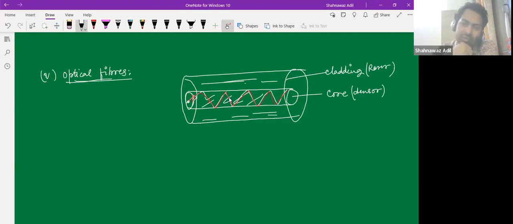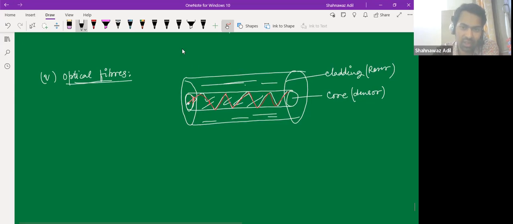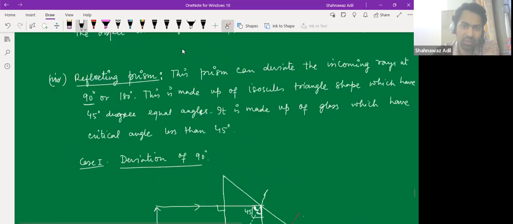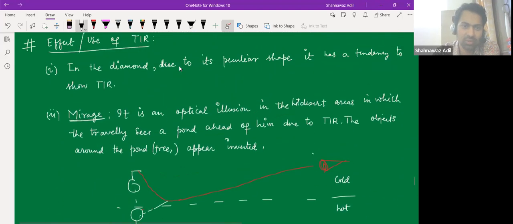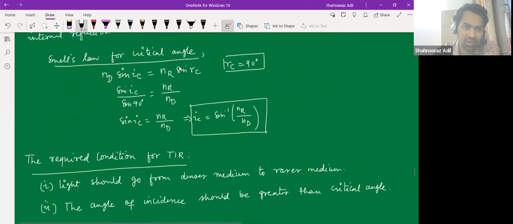Yes, guys, any doubts in TIR uses? No, sir. Yeah, so please note down all this portion, and then we'll do the reflection through spherical surfaces.